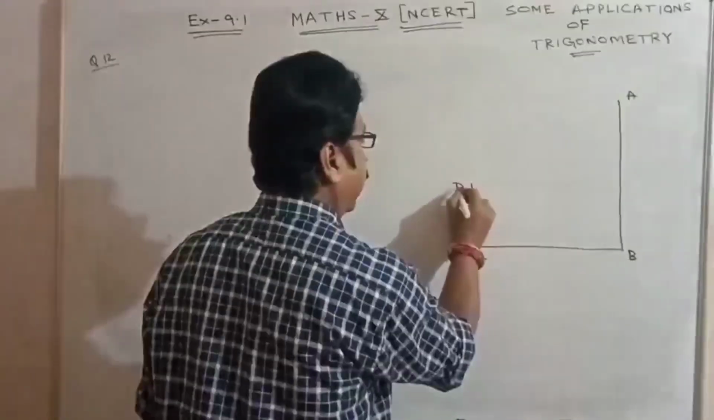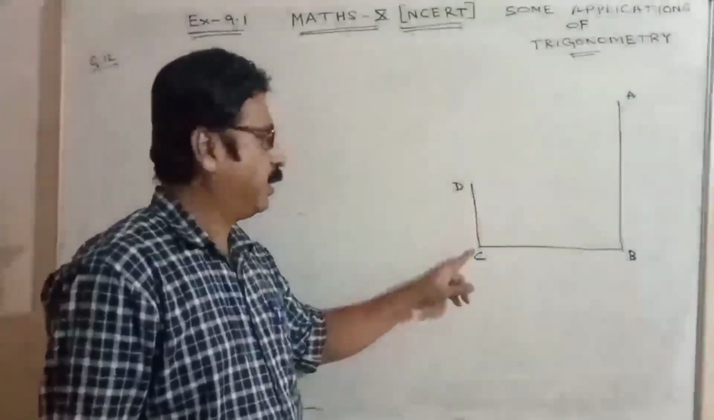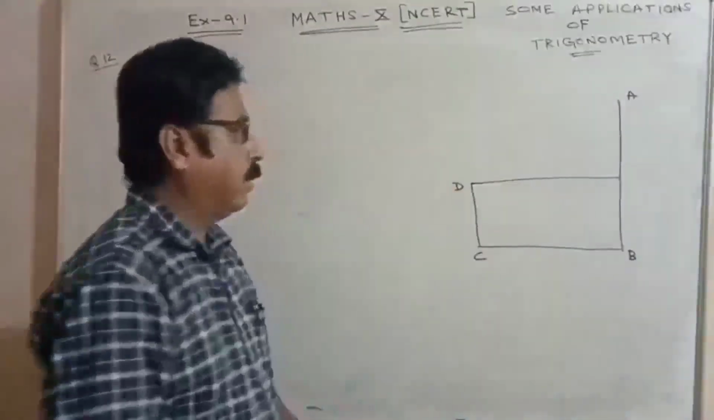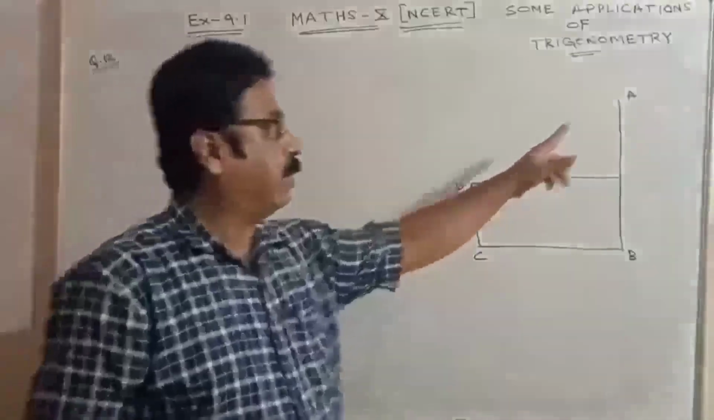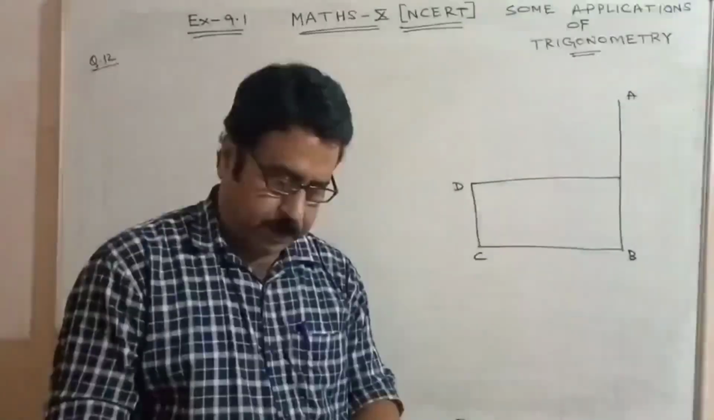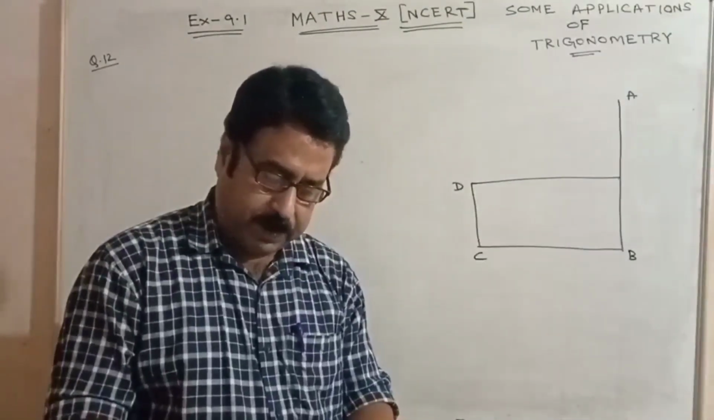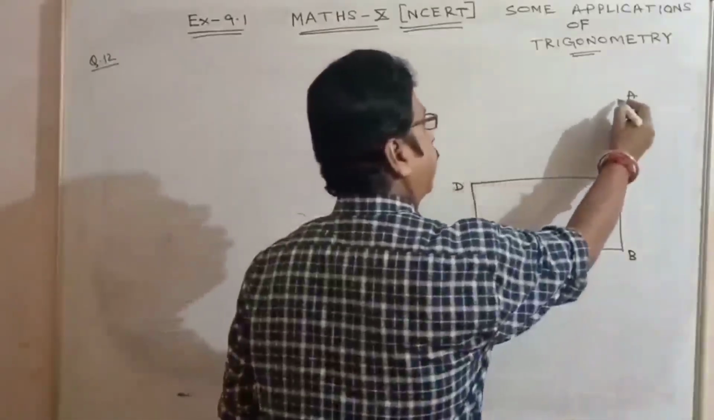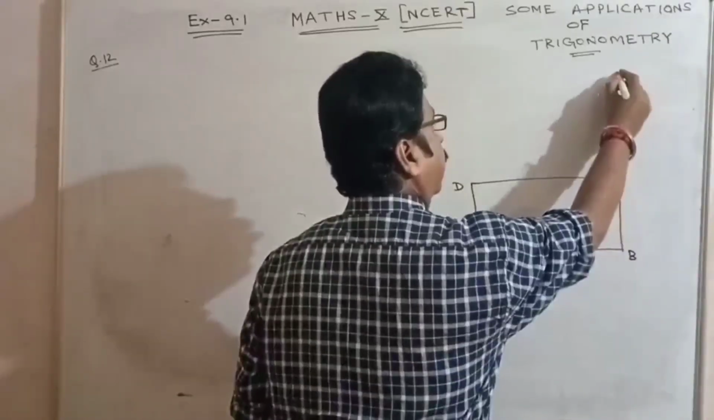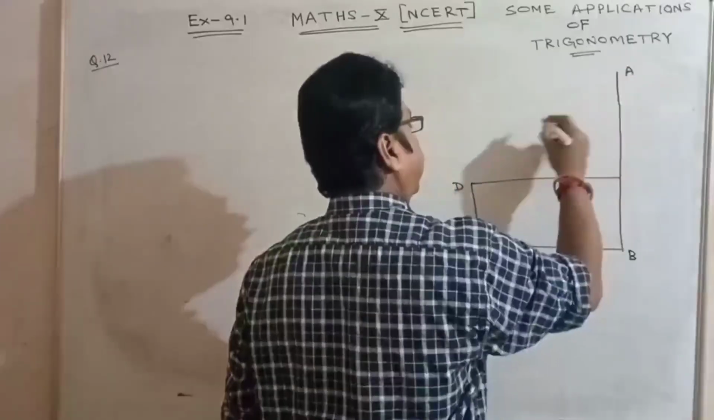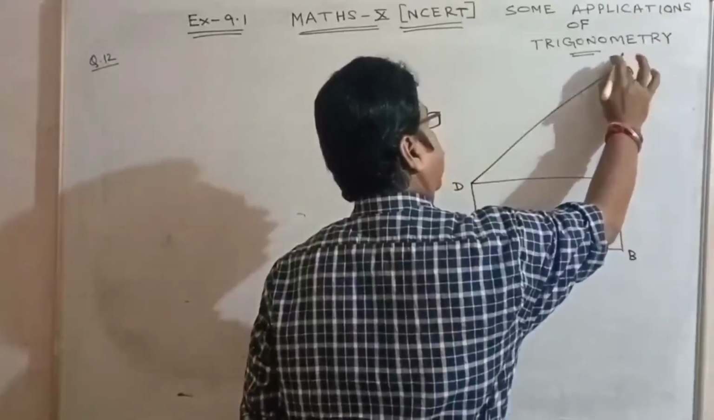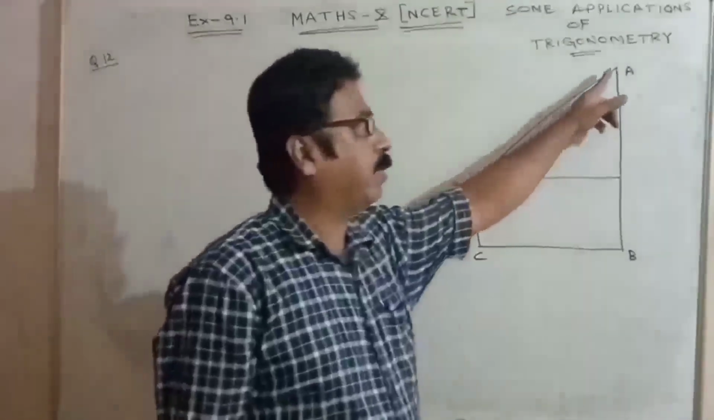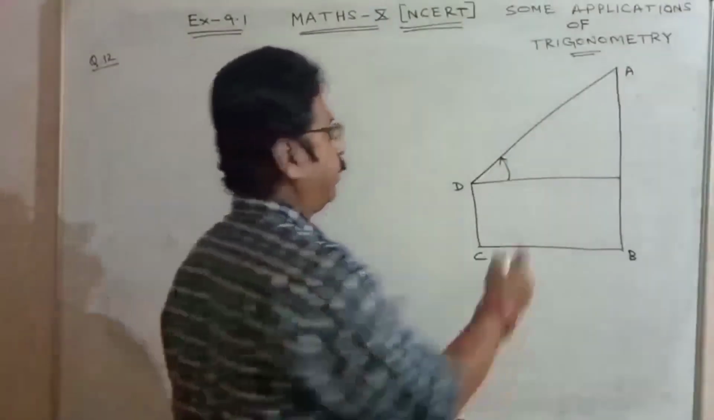CD is the building. D is the top of the building. C is the bottom of the building. Now, from the top of the building, the top of the tower, it is given 60 degree. The angle of elevation of the top of a cable tower is 60 degree from the top of the building. This is the top of the building, this is the top of the cable tower. This is the angle of elevation. If we see from the top of the building, of the top of the tower, that angle is given 60 degree.